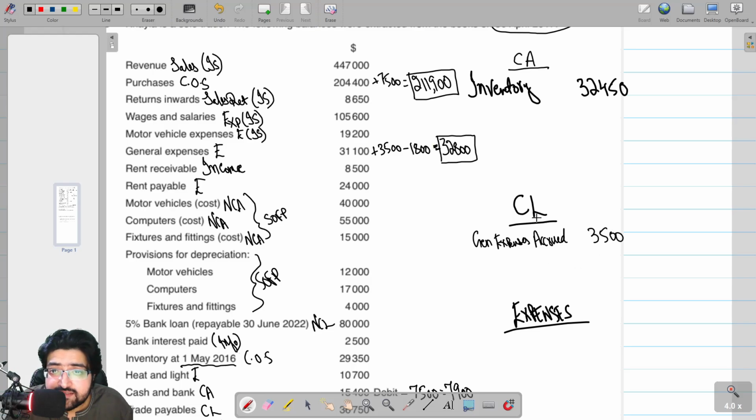Why am I writing this in rough here? So that when I'm making the SOFP, I remember this adjustment. Otherwise, I might forget. I've made the change here, but I might forget to record this as a current liability in SOFP. So this rough work will help me during that time. Okay, you will see how.